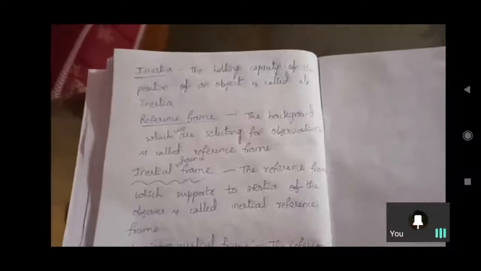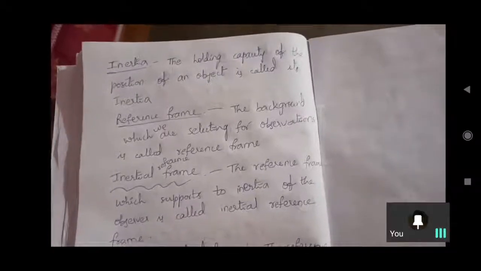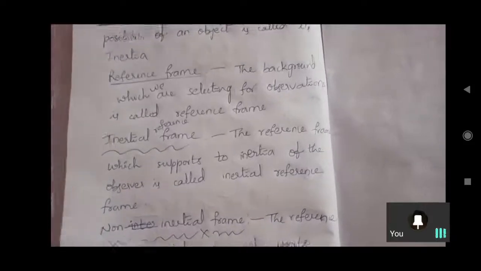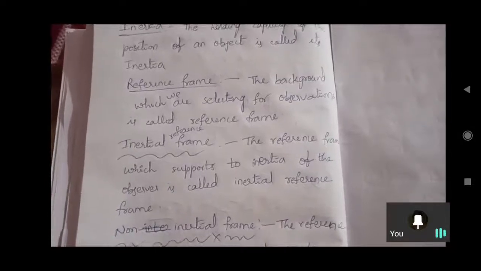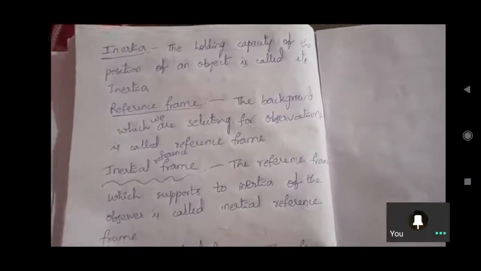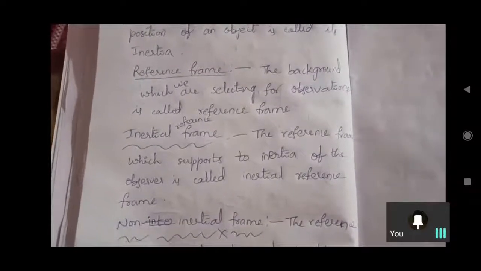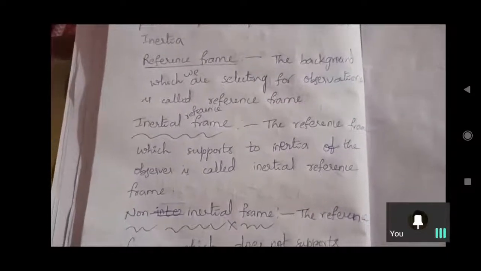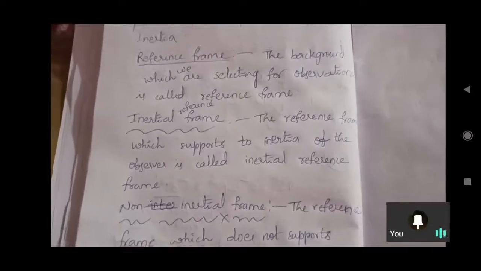Once again, I'm revising. Last year, in the 7th class, we studied inertia. Inertia means the holding capacity of an object to its position. According to its position, the holding capacity of position of an object is called inertia. That means the moving one should keep moving and the stationary one will stay stationary. It should hold that position. So that is called the inertia of that object. And inertia is directly proportional to the mass.